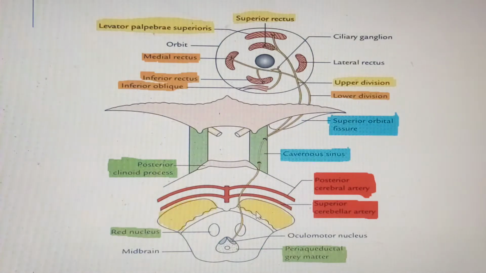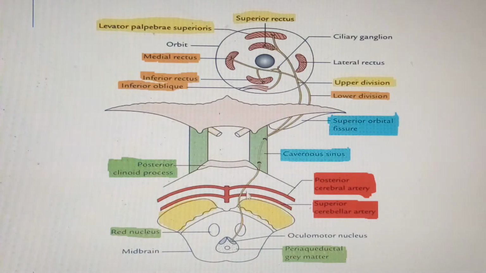So one thing is that they can ask you which two blood vessels the oculomotor nerve runs between. And the answer is what we call the posterior cerebral artery above, and then below we have the superior cerebellar artery. Be careful, the superior one is the cerebellar artery. The above one is the cerebral artery.